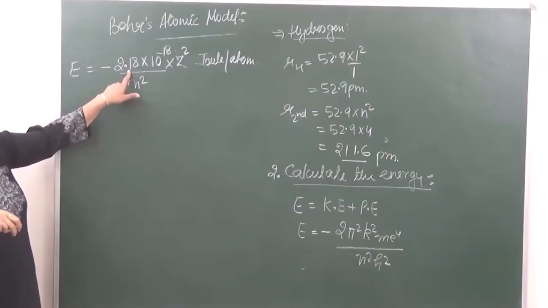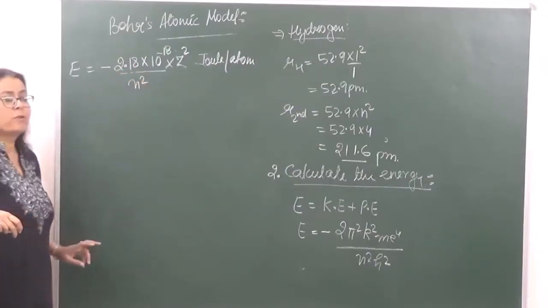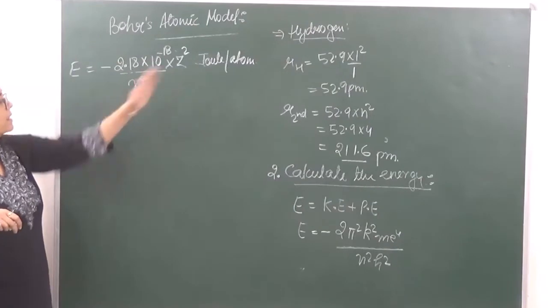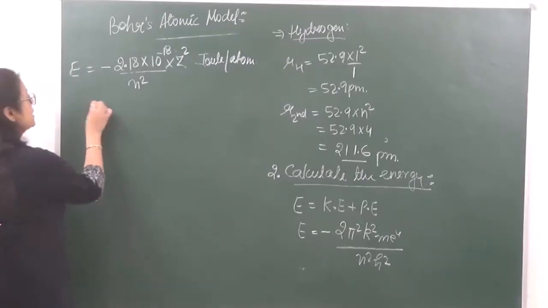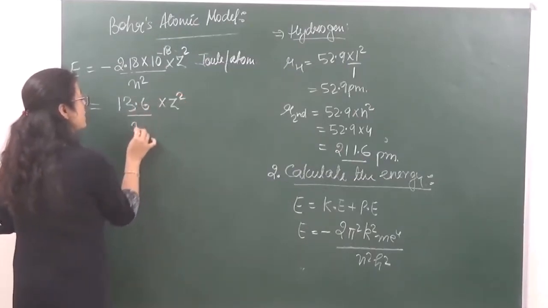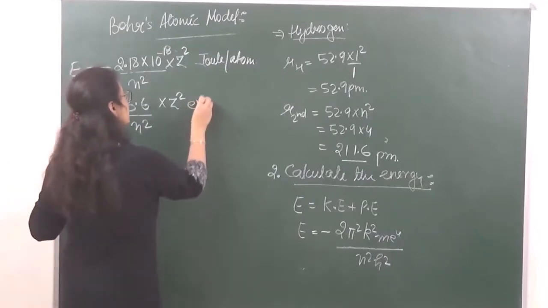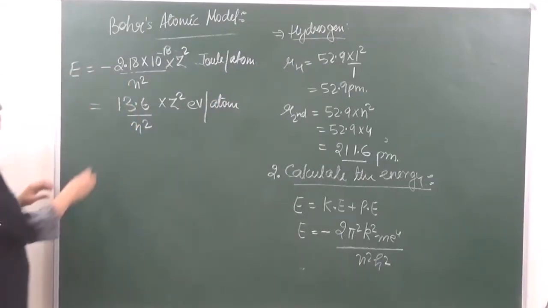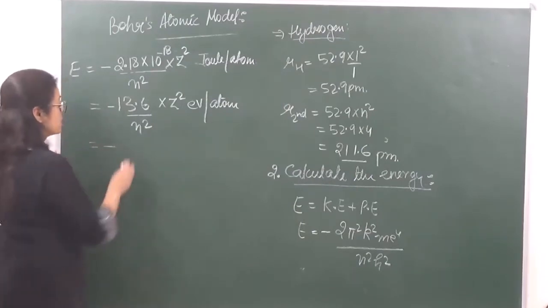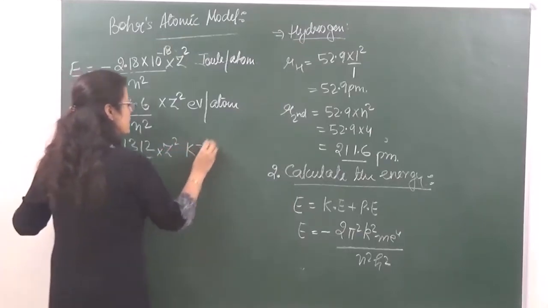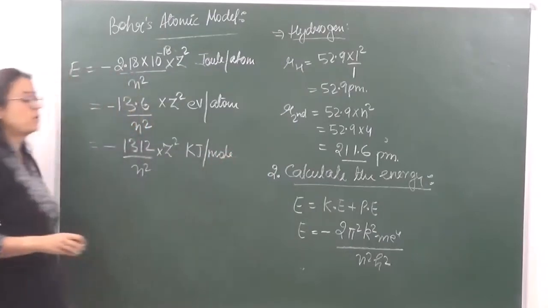So the value of this has to be taken, because this is a constant value, according to the unit which is given to you in the answer. Okay, so if it is given in joules per atom, then 2.18 into 10 raised to power minus 18 upon n square into z square has to be taken. Then if it is taken in electron volt, then it is 13.6 into z square upon n square electron volt per atom. And if we have to calculate in kilojoules, then it is 1312 upon n square into z square kilojoules per mole.